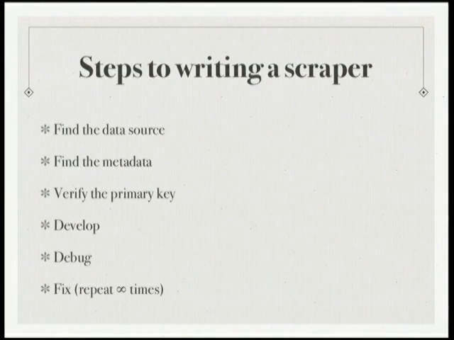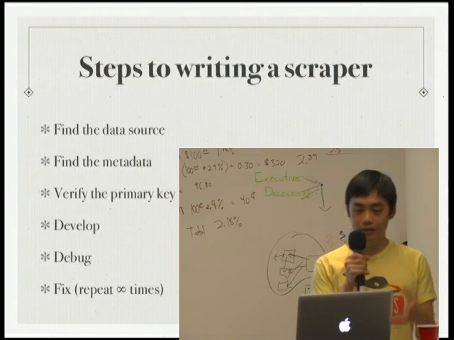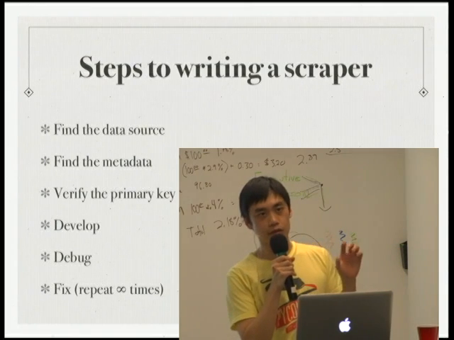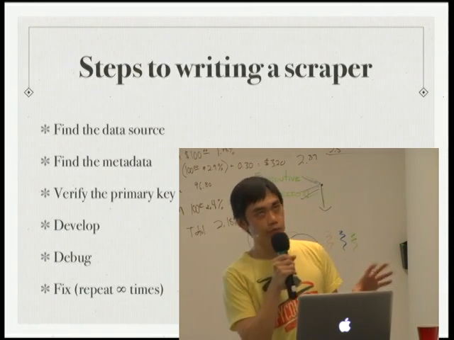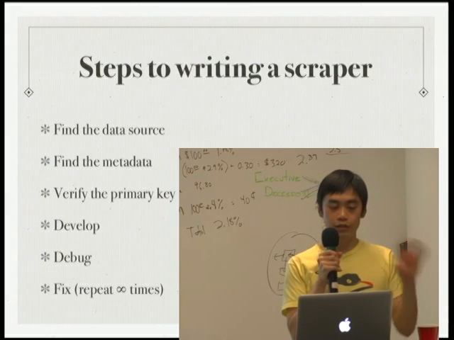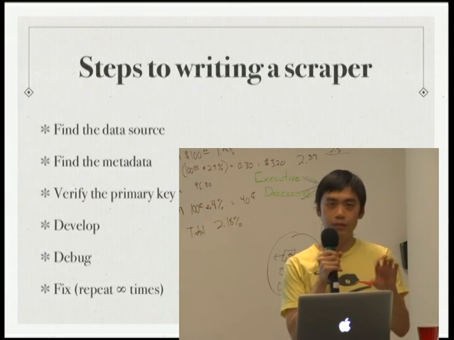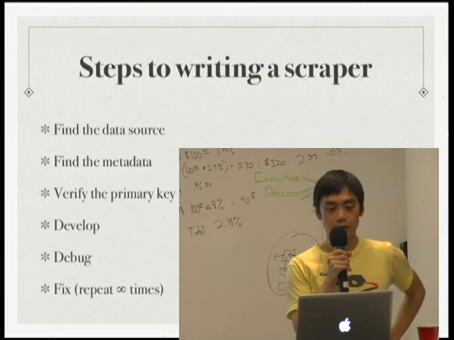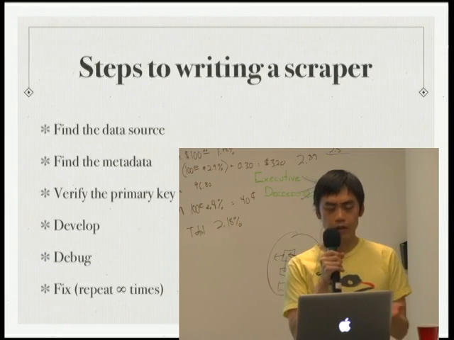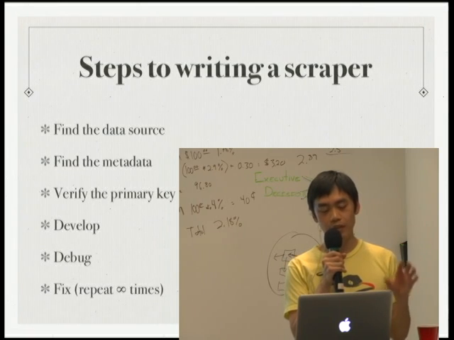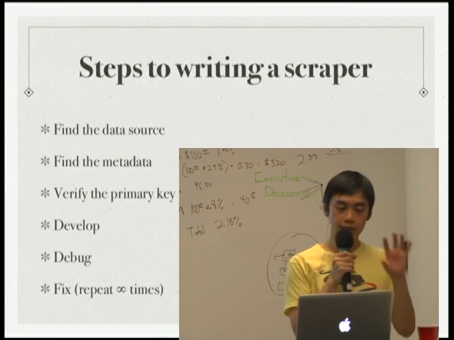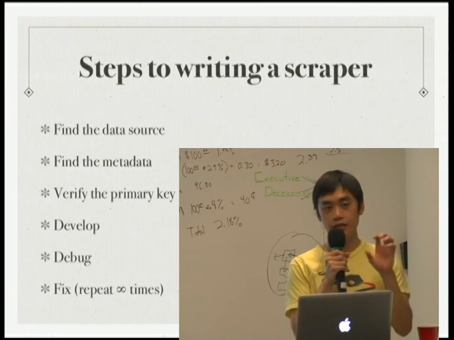So, steps to writing a scraper. I don't really know why this is here, it's just a waste of time. Most of these are obvious, I think. So yeah, find the data source, find the metadata for the data source. Usually there is a separate document, oftentimes there is, that details what each data source is and maybe some useful tidbits. And actually verify the primary key, which is the thing that sometimes even we forgot to do. A key that looks like the primary key often is not the primary key.